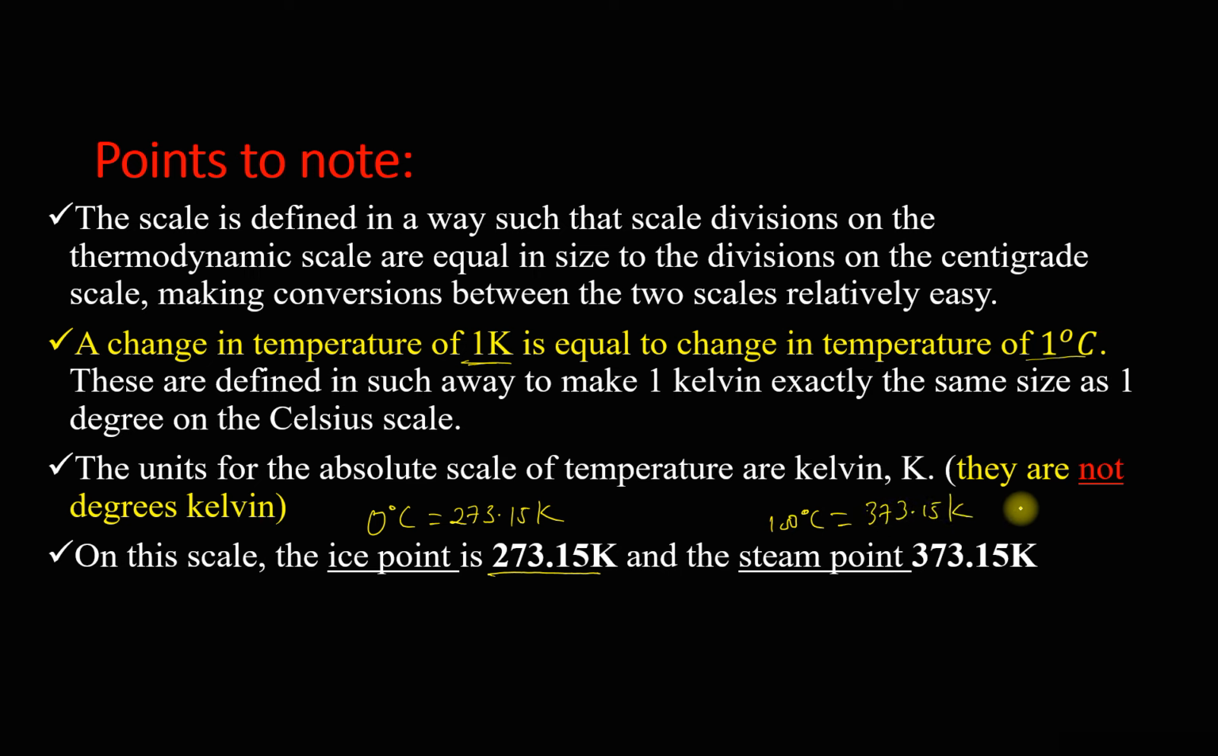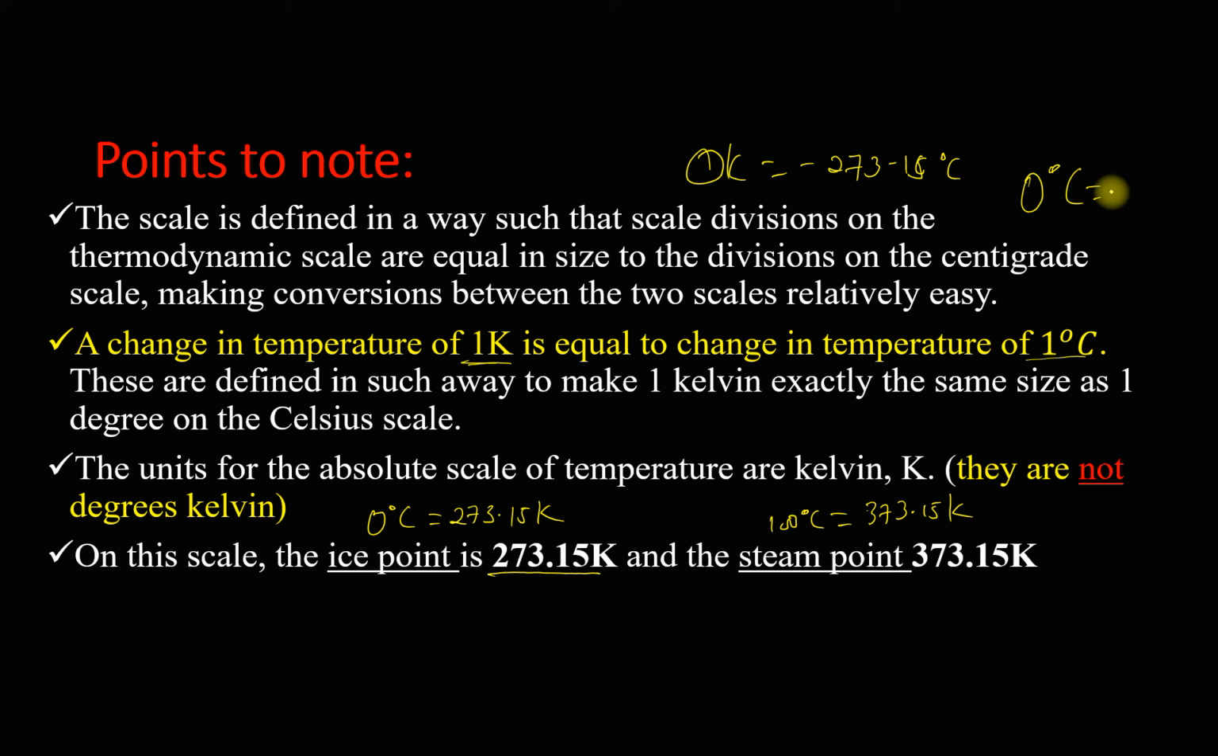And if we talk about the steam point, that is 100 degrees Celsius, which is the same as 373.15 Kelvin. Because remember, we saw that 0 Kelvin was equal to negative 273.15 degrees Celsius, which means 0 degrees Celsius is equal to positive 273.15 Kelvin.